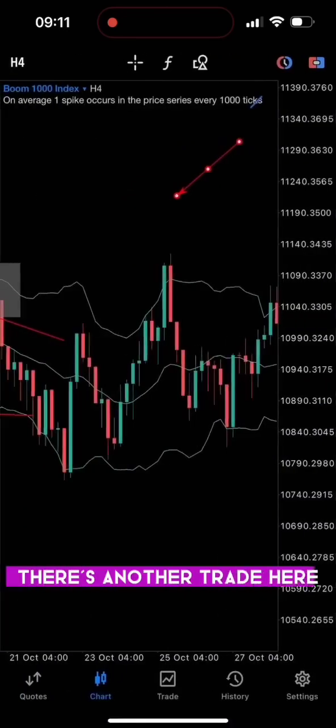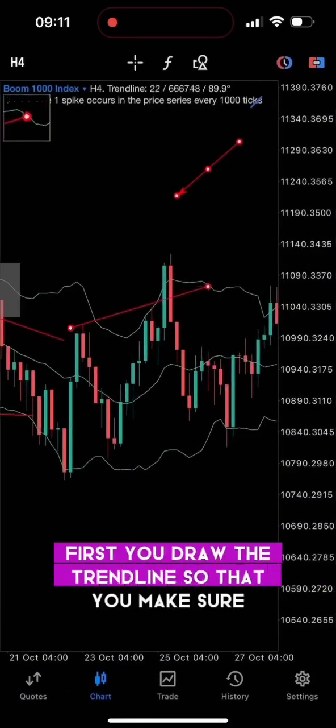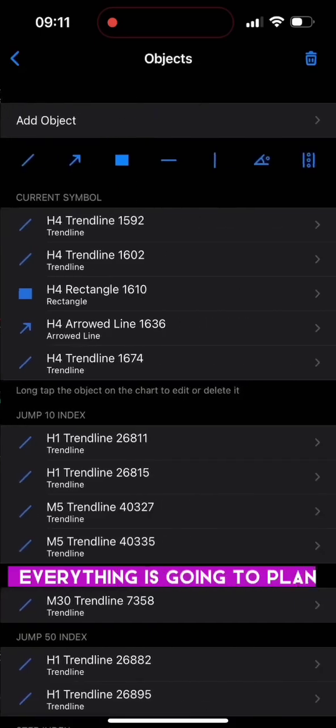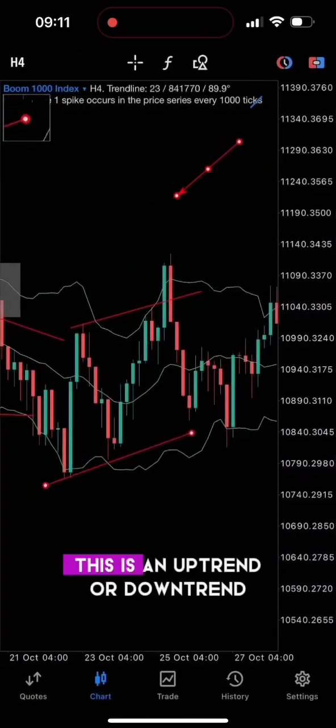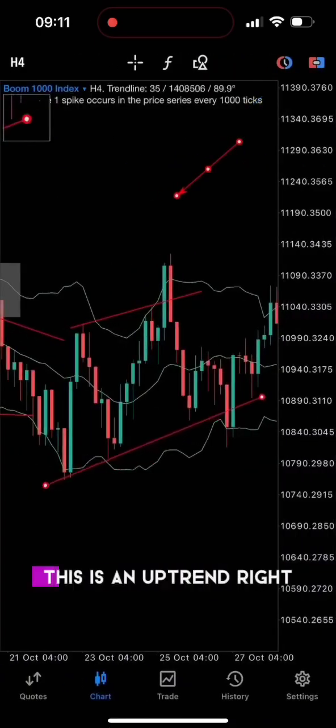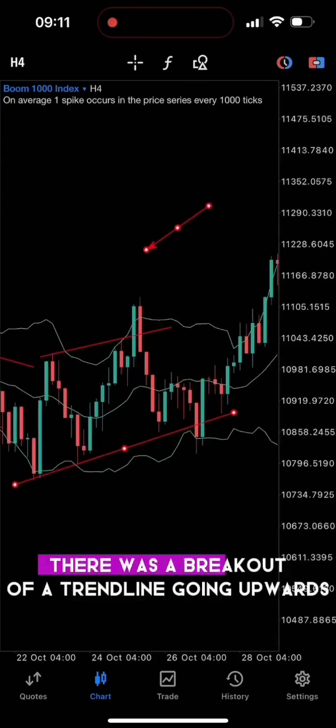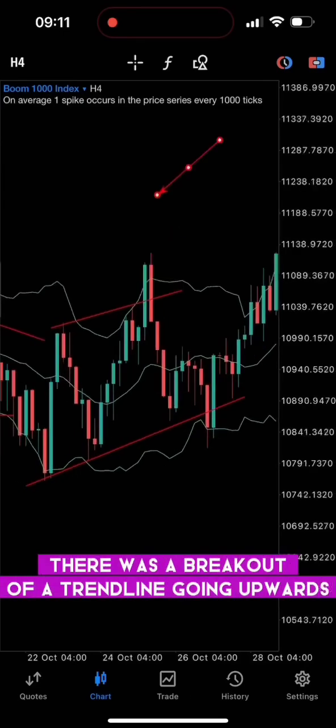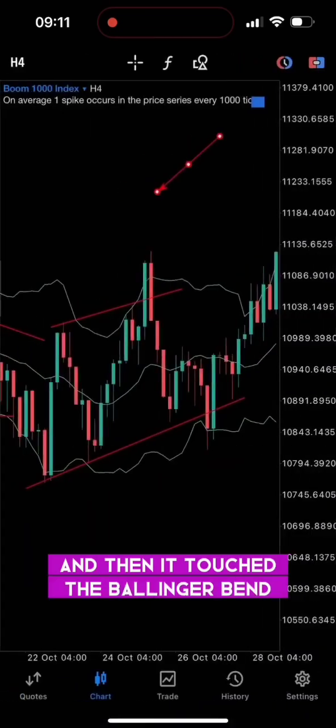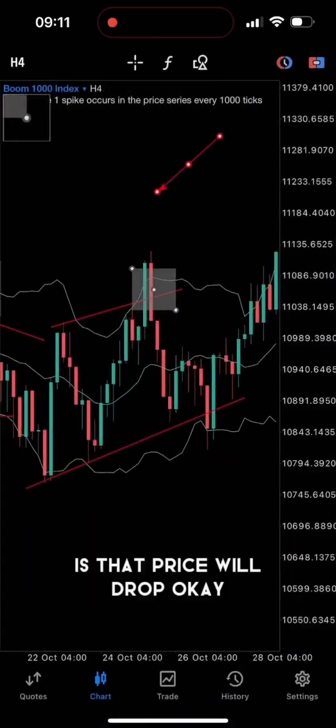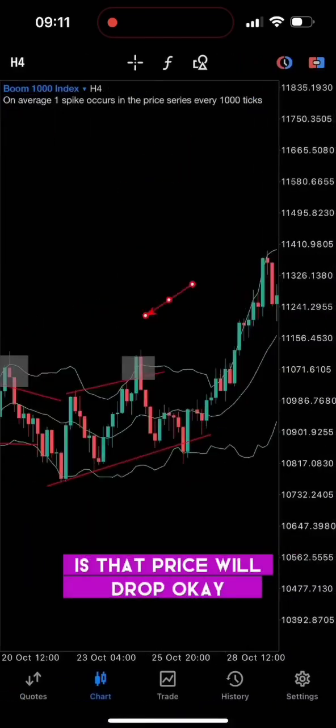Here, there's another trade here. First, you draw the trend line so that you make sure everything is going to plan, so that you know this is an uptrend or downtrend. In this case, this is an uptrend, right? There was a breakout of a trend line going upwards, and then it touched the Bollinger Band. So the next thing you will know is that price will drop, okay?